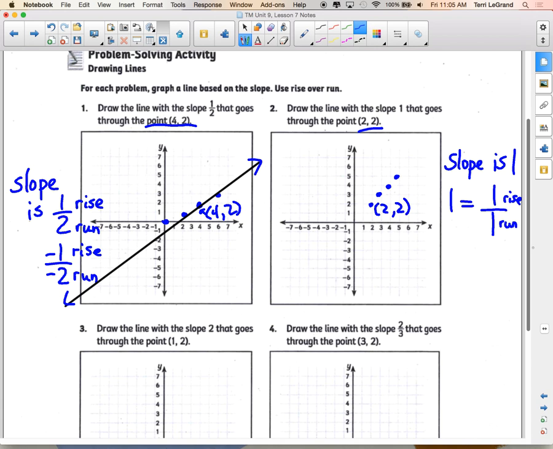So we can go down 1, left 1. In other words, 1 is also the same as negative 1 over negative 1. So we can keep going down 1, over to the left 1. Let's have 3 points on either side of it. These points are so close to each other. Now take your ruler, line them up through those points, and draw yourself a good line going all the way through your graph, and use your ruler.